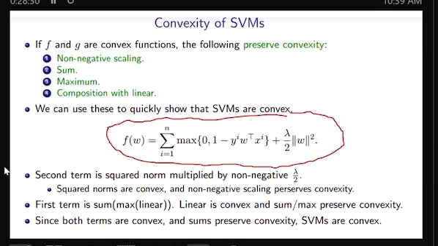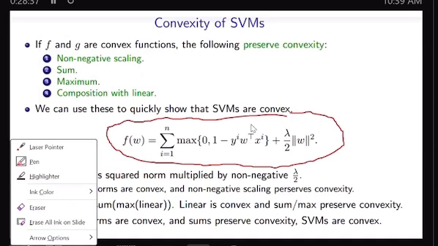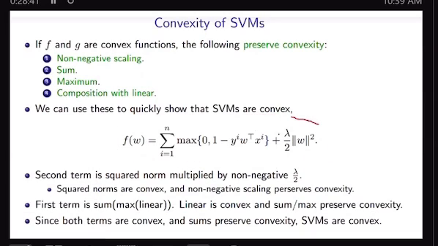And because of that, I need to investigate this for convexity. Now, let me tell you this. If you're investigating this for convexity, I want you to look at this part. If you look at this part, the squared norm is convex, and I multiply by lambda over 2. If lambda over 2 is a non-negative scaling, then that part is convex. You remember? Non-negative scaling is convex.